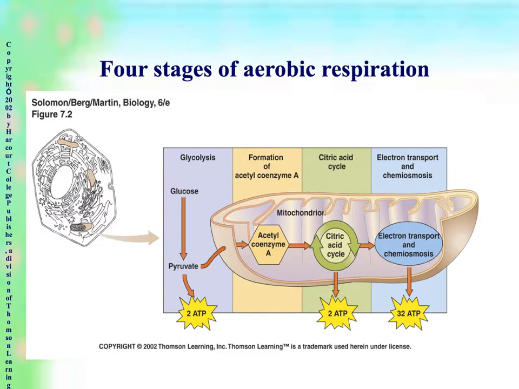Here's a diagram showing the 4 stages of aerobic respiration. We're starting in the cytoplasm with glycolysis, the formation of acetyl coenzyme A, which occurs in the mitochondria. The Krebs cycle, or the citric acid cycle, is the 3rd stage, and the 4th stage is the ETC. You also see here the amount of energy that will be made in each of those stages, in stage 1, 3, and 4, with stage 4 being the most energy made of ATP.